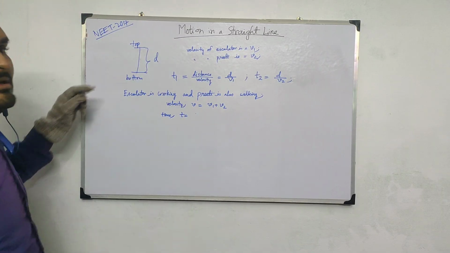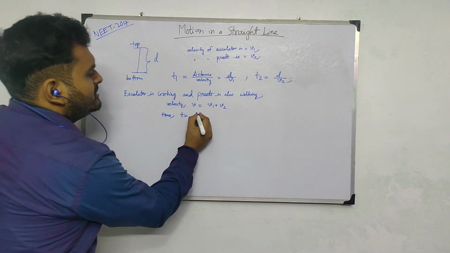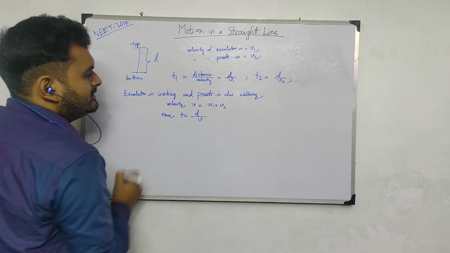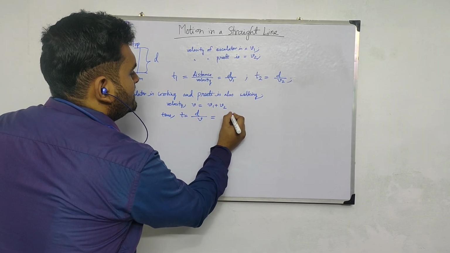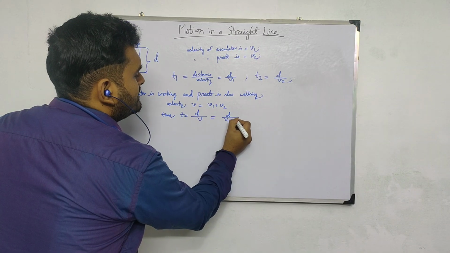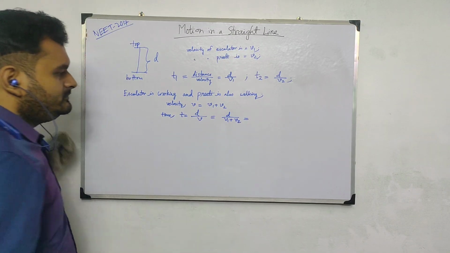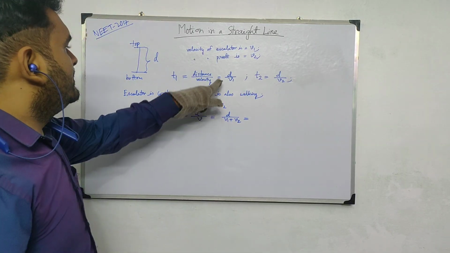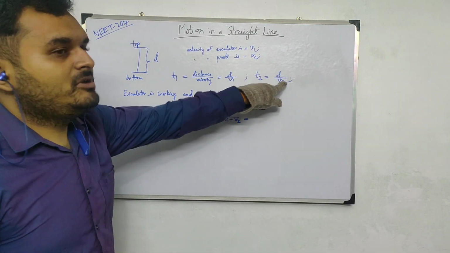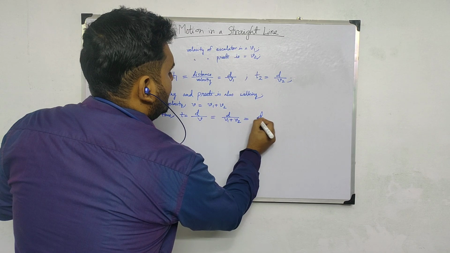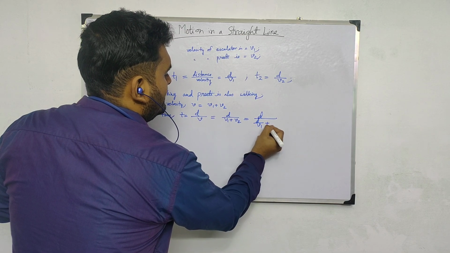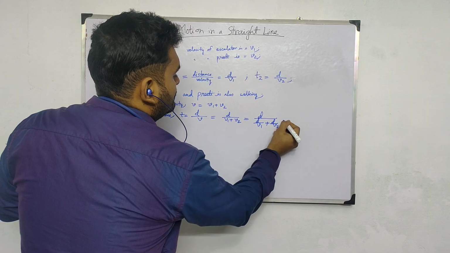distance covered by the escalator is always the same. So I have to cover distance d, but here the velocity is v1 plus v2, so t equals d by v1 plus v2, right? So we also know that t1 equals d by v1 and t2 equals d by v2.